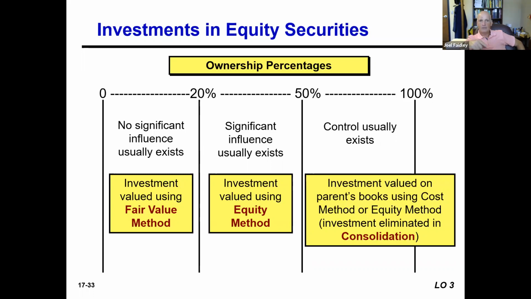If you have 0 to 20% ownership, right? Common stock is what we're talking about. If you have 0 to 20% ownership in a company, that's considered not significant influence. See the term there? Not significant influence. Meaning if you own less than 20%, you probably can't control what goes on in a company.